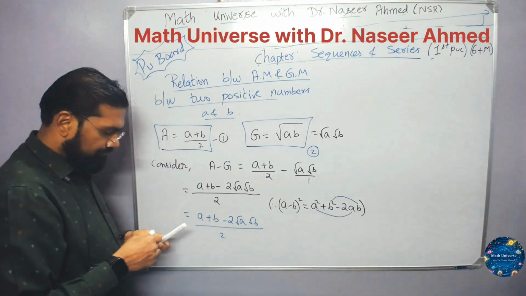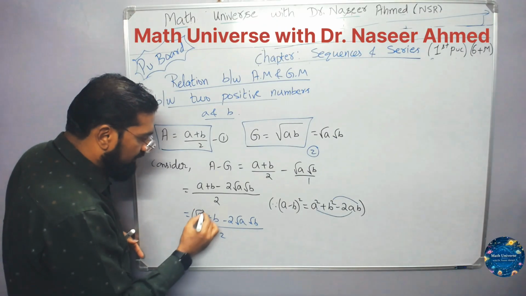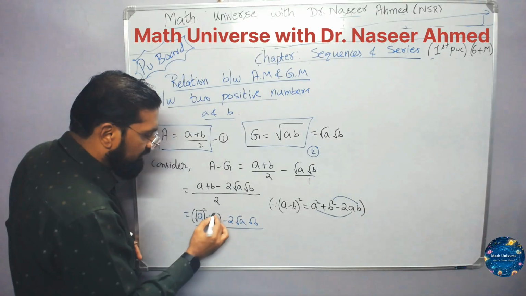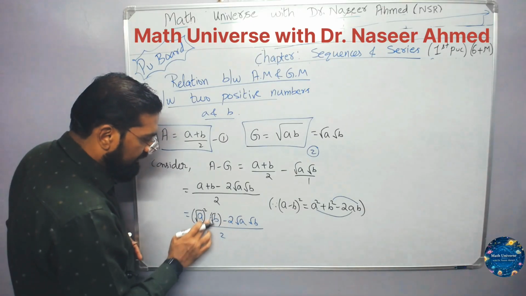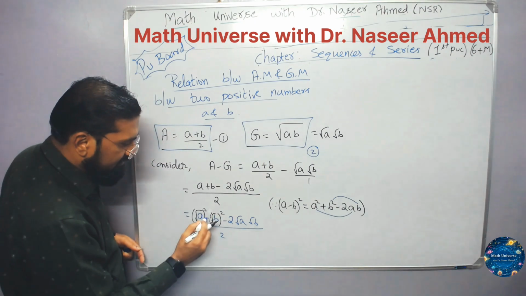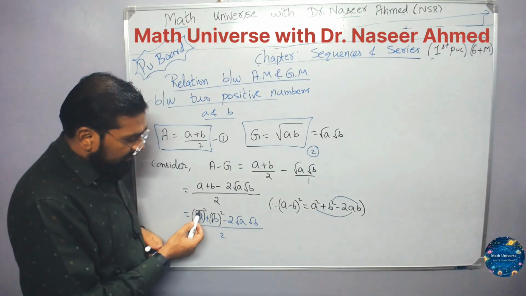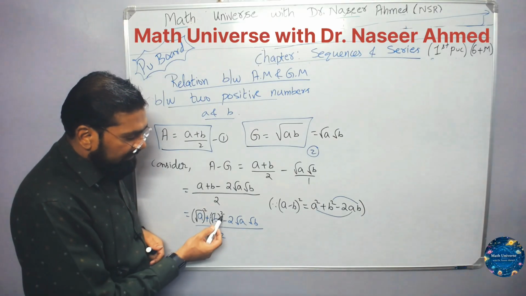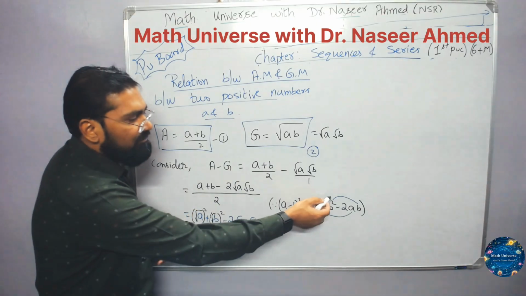Is it not? Since I have got root A, this will be root A the square. Since I have got root B, this will be root B the square, plus as it is. Now you can see that square root and square will get cancelled. I'll get A. Square root and square will get cancelled, I'll get only B. That's what you can see here. It resembles this formula, so I'm going from right to left.